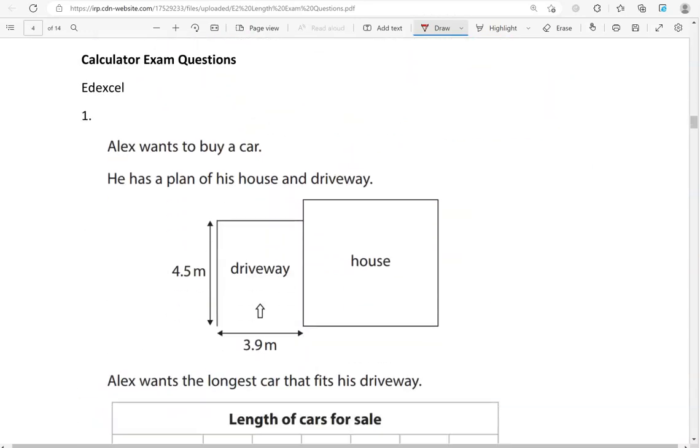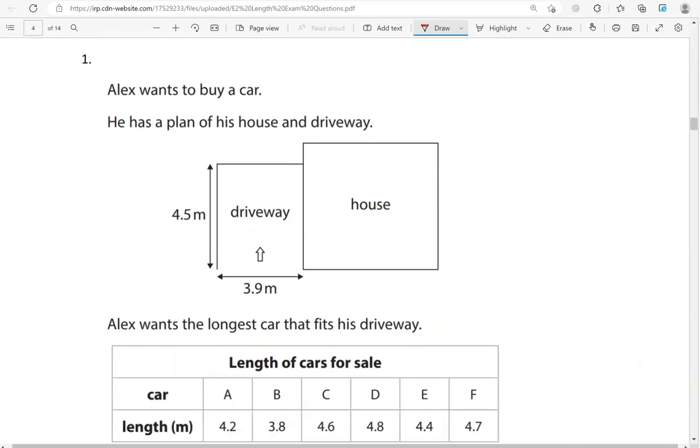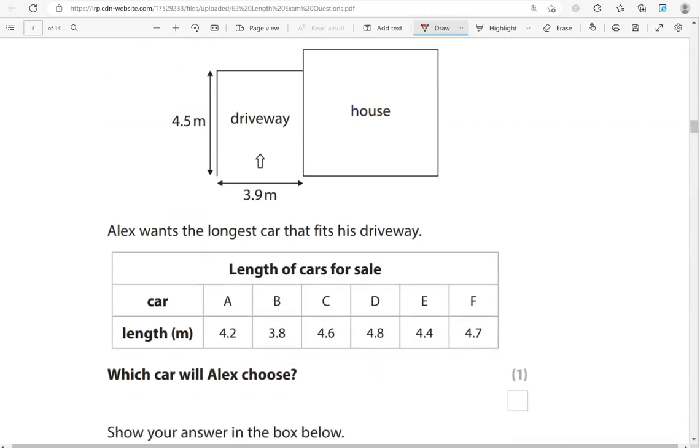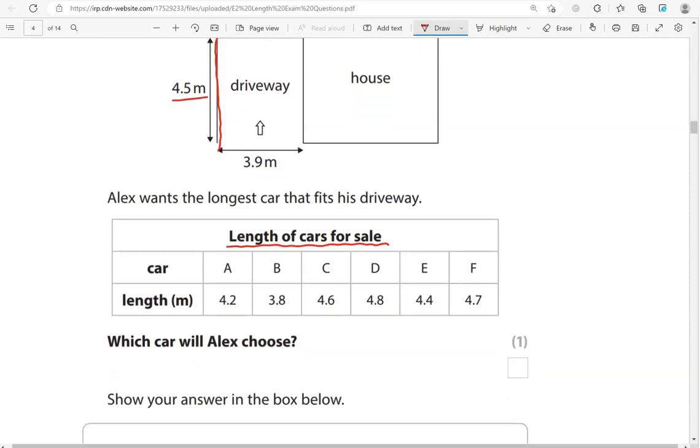We now move into the calculated questions. Alex wants to buy a car. He has a plan of his house and driveway. Alex wants the longest car that fits his driveway. Which car will Alex choose? So we've got length of cars for sale, and we want it to fit in the driveway. So that's the length of the driveway, which is 4.5 meters. So we're looking for the longest that is under 4.5 meters.